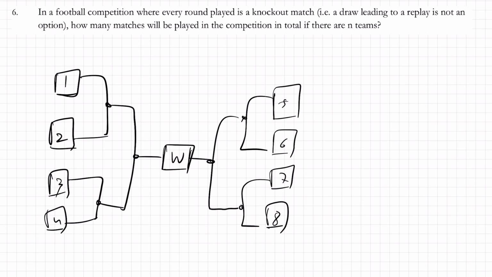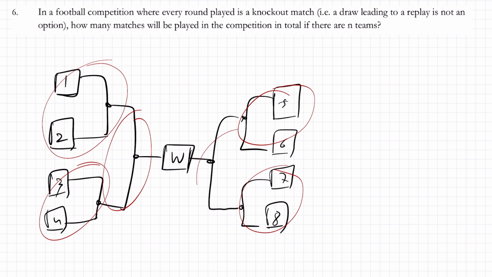So here we can count the number of matches by just circling them. You have 1, 2, 3, 4, 5, 6, and then we'd have 7. So that gave us 7, which was 8 minus 1 matches.